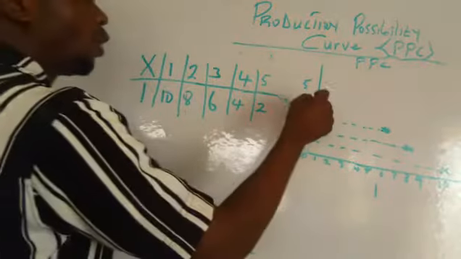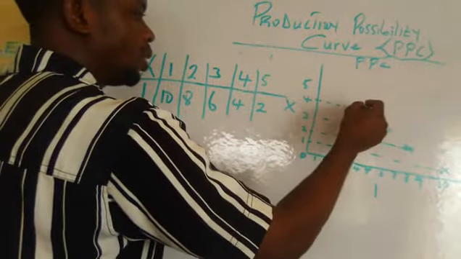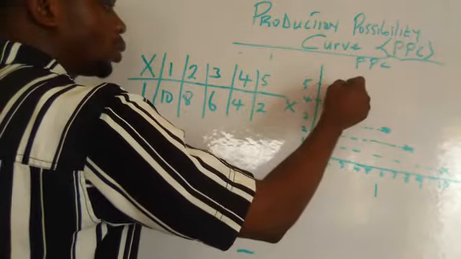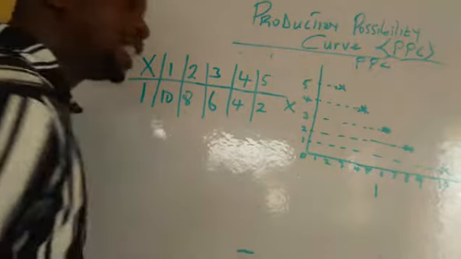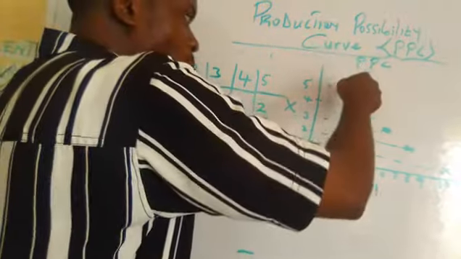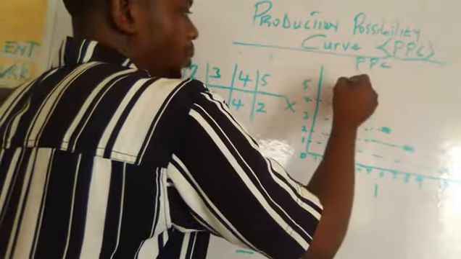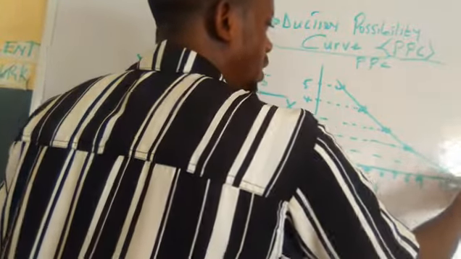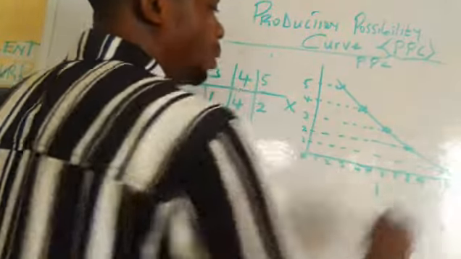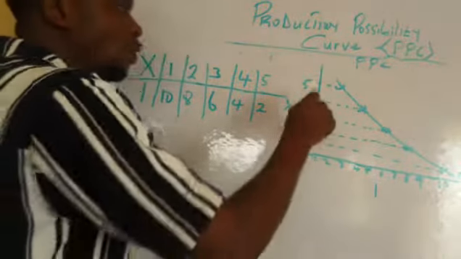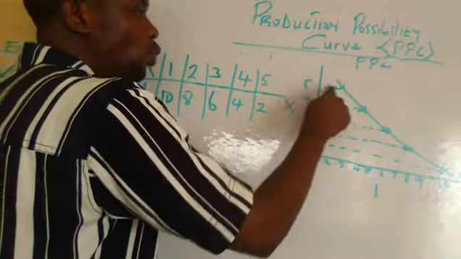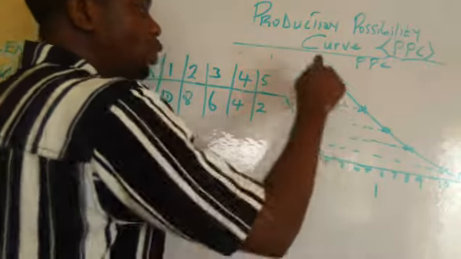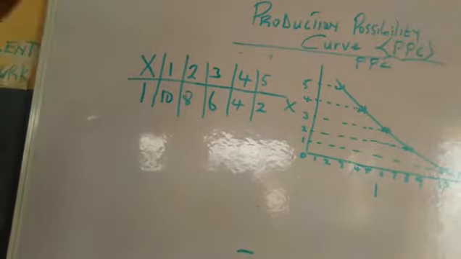When I produce 4 of X, I produce this 4. When I produce 5, I produce 2. Now, it's not a curve yet until I join the combinations together. I join it together. This gives me my PPC. This line now is a curve. That is my PPC curve. So it is a curve that shows combinations of two commodities, that is X and I, that are produced at the same time using the available resources.